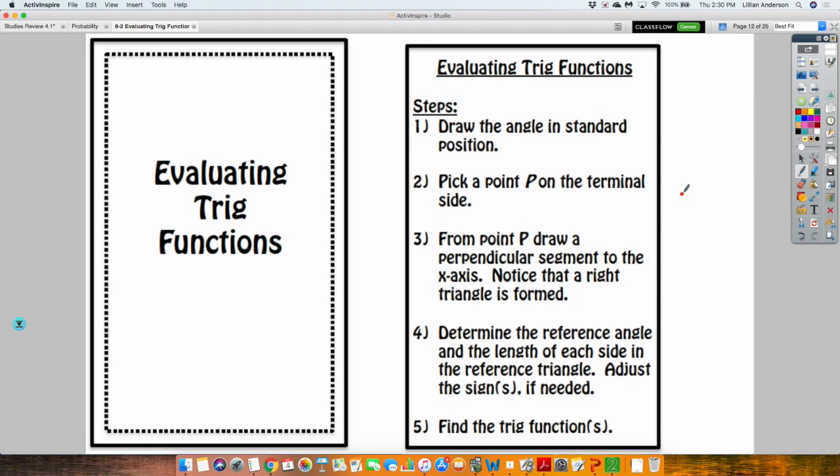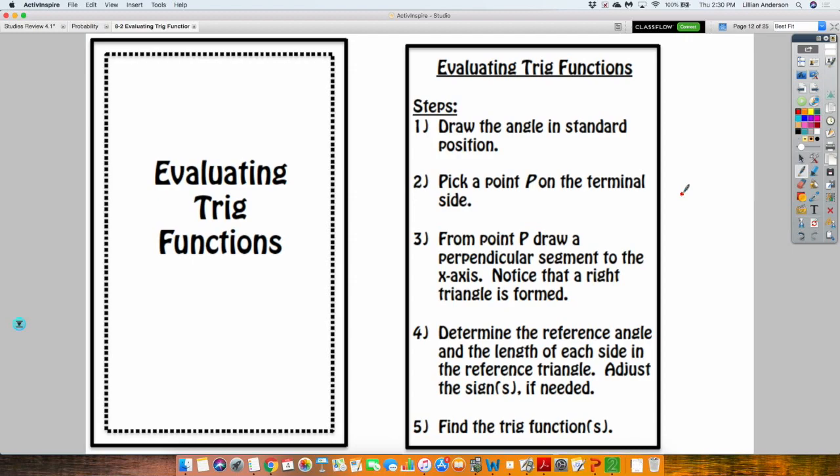Then you need to pick a point P that's somewhere along that terminal side. And then from point P, draw a perpendicular segment to the x-axis. Notice that a right triangle is formed. What does perpendicular mean? It creates a right angle, hence a right triangle. Then you need to determine the reference angle and the length of each side in the reference triangle, and of course, adjust the signs as needed. Lastly, find the trig function.